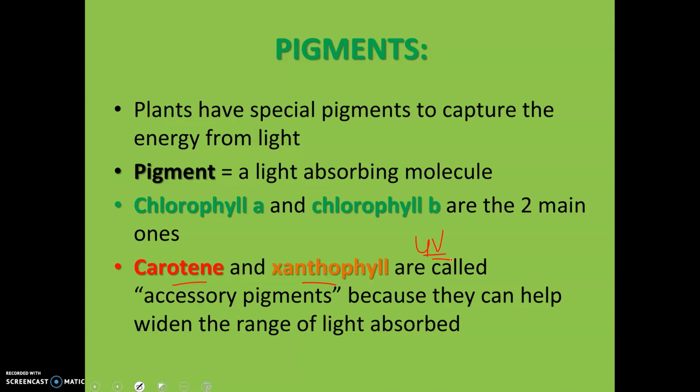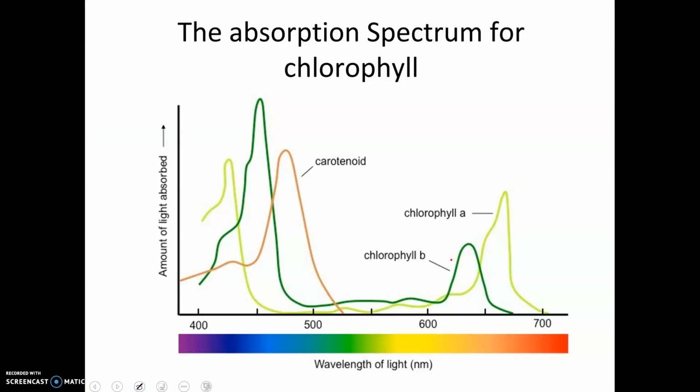Just like UV light can damage your DNA, that's what causes skin cancer, UV light can damage plants too. And carotene and xanthophyll can actually absorb UV light and protect the plants from that. They cannot do photosynthesis in regular green plants. Only chlorophyll actually runs photosynthesis.